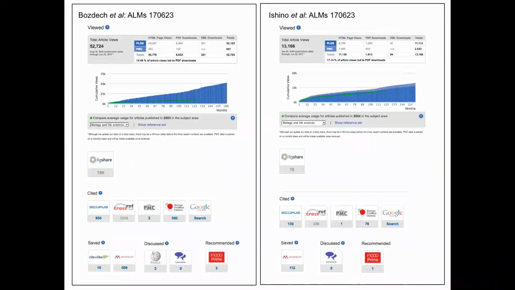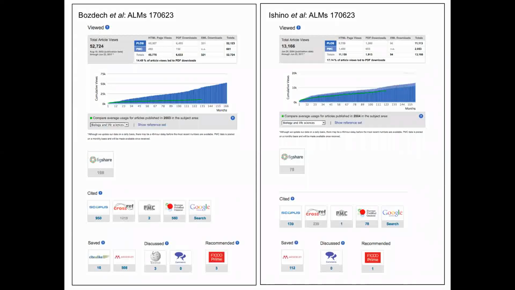And what you're seeing here are the cumulative number of views since it was published. So when I did this search back in June, it had been published 166 months ago, and you can see it was being viewed almost linearly over the whole period. It was continuing to be viewed even 166 months later. This is the actual pattern that you would expect for the average article in biology and the life sciences. So even in the field of malaria, which is quite small, this thing was getting a lot of attention.